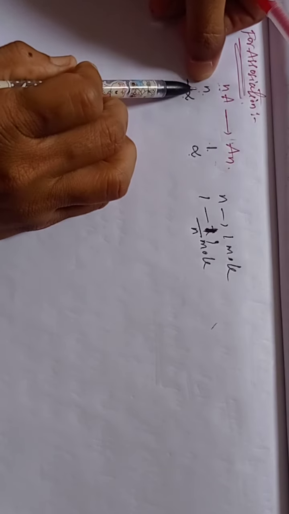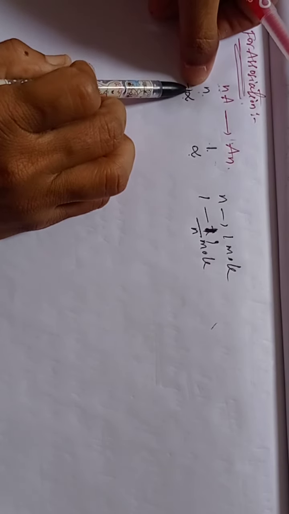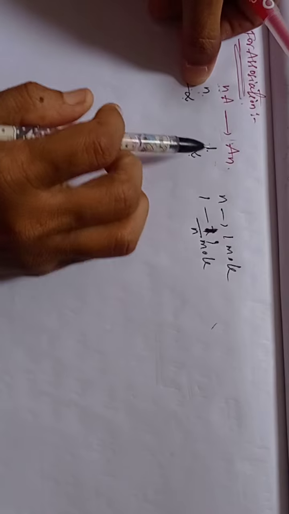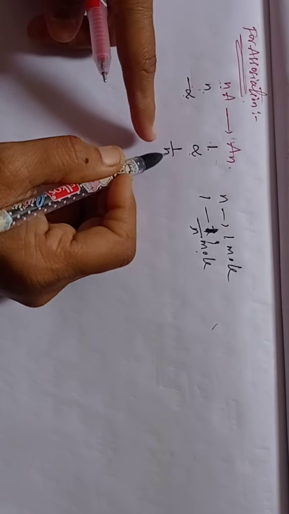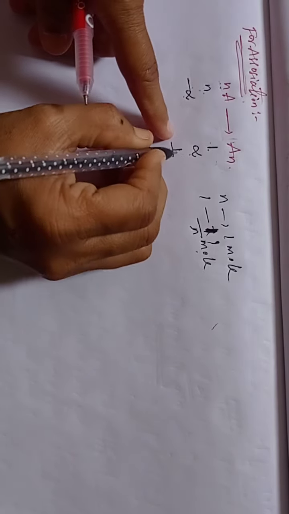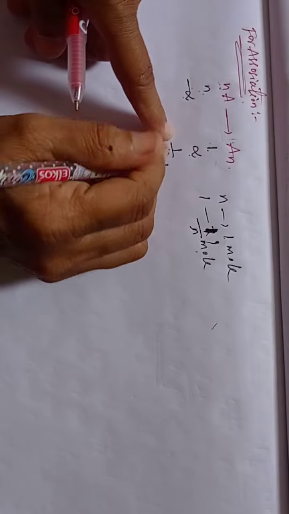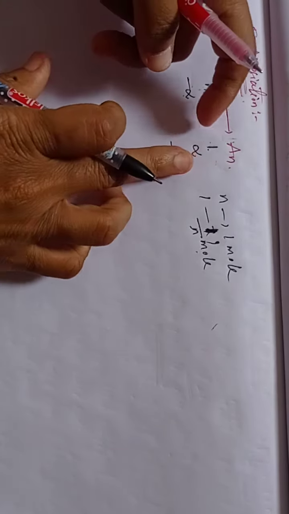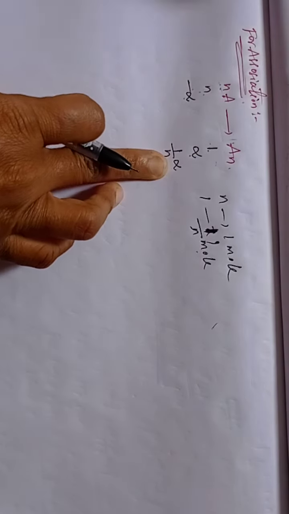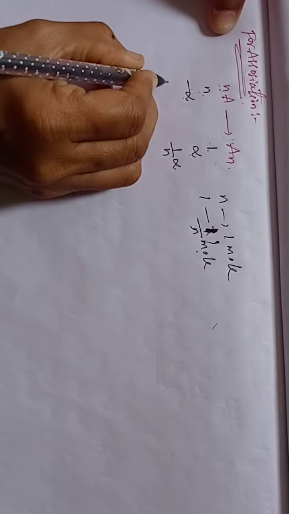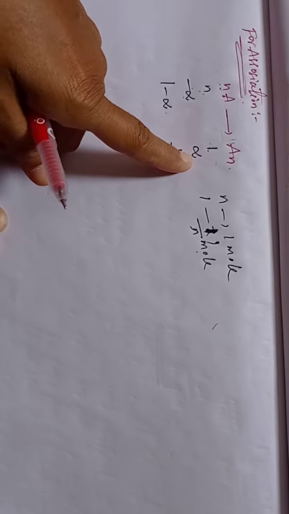I want to find for 1 mole. 1 mole of A produces how many moles of An? That means 1 by n mole, correct? Here I am taking 1 by n mole. That means how much increased, students? 1 by n into alpha. Now how much increased, students? Its concentration is 1 by n into alpha. What about this one? How much decreased here? 1 minus alpha. For 1 mole, here how much decreased? Minus alpha, so 1 minus alpha. Here how much increased? Alpha.